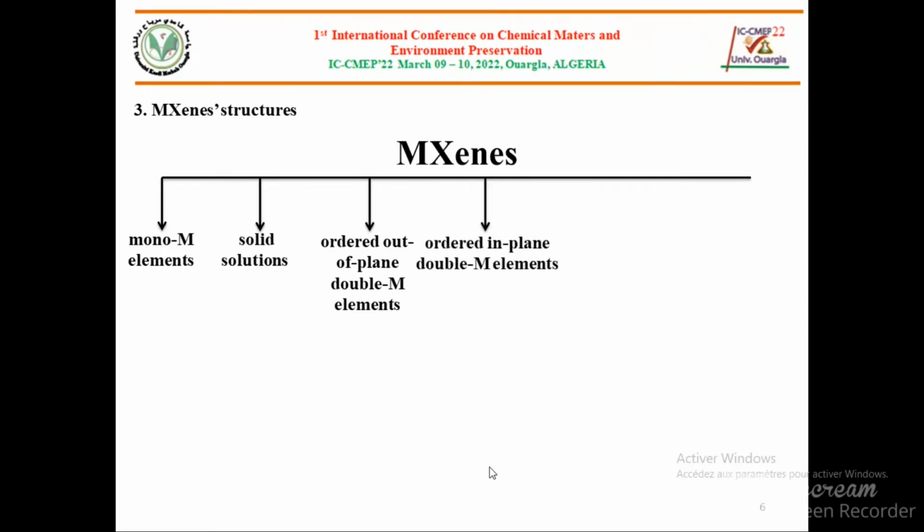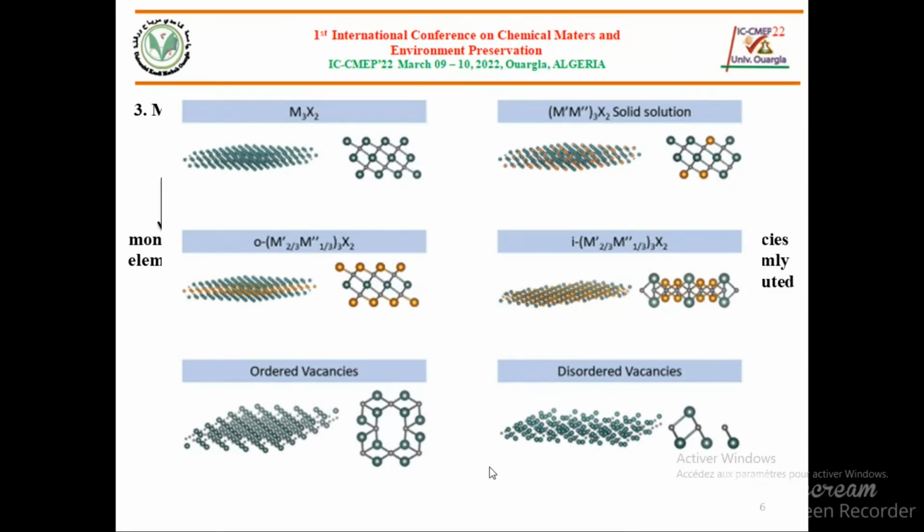Ordered in-plane double M elements, wherein the different M elements are ordered in the basal plane, such as molybdenum 2/3, yttrium 1/3. Vacancies ordered, for example tungsten 1/3 and titanium 2/3 CTx, and vacancies randomly distributed, Nb 1/3 CTx. Schematic representations of selected MXenes are shown in this figure.